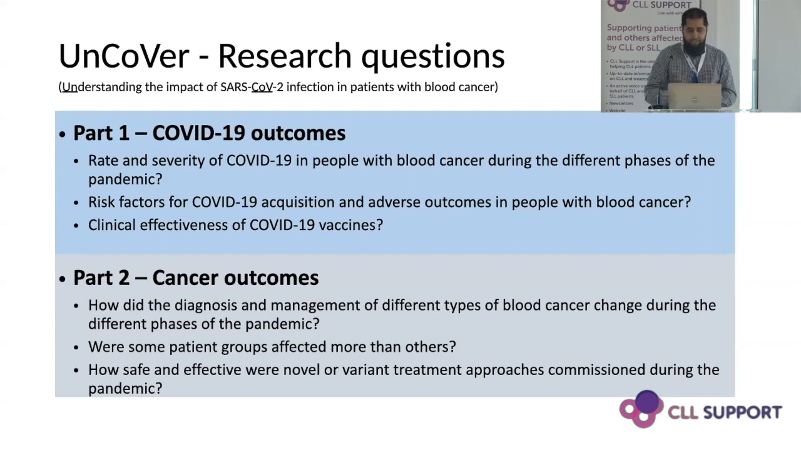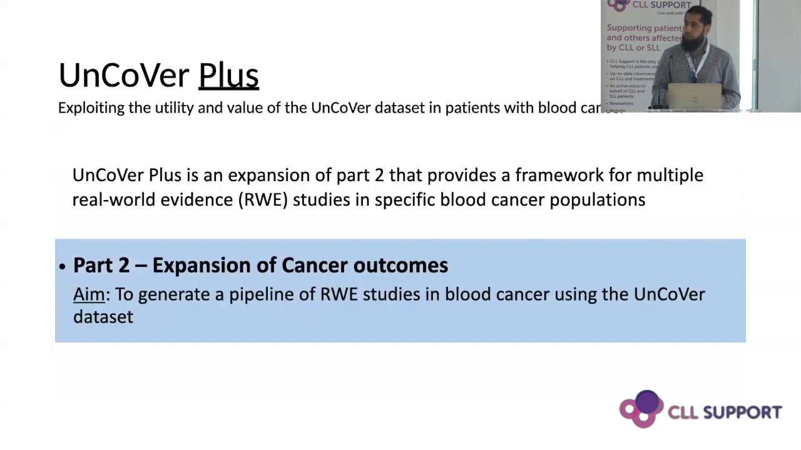So when we were getting this data for the study, we realized a real opportunity here, that getting this routinely collected data can really help us answer other important clinical questions, which Dr. Williams alluded to earlier on. And that gave rise to Uncover Plus. Uncover Plus is essentially the expansion of part 2 of Uncover, where we aim to create a pipeline of real-world evidence studies which prioritize clinical questions at hand and answer them systematically. And I'll show you what I mean by that in a couple of slides' time.